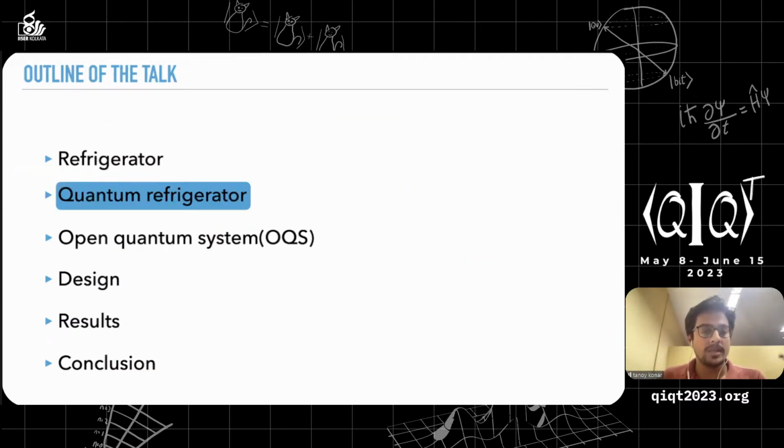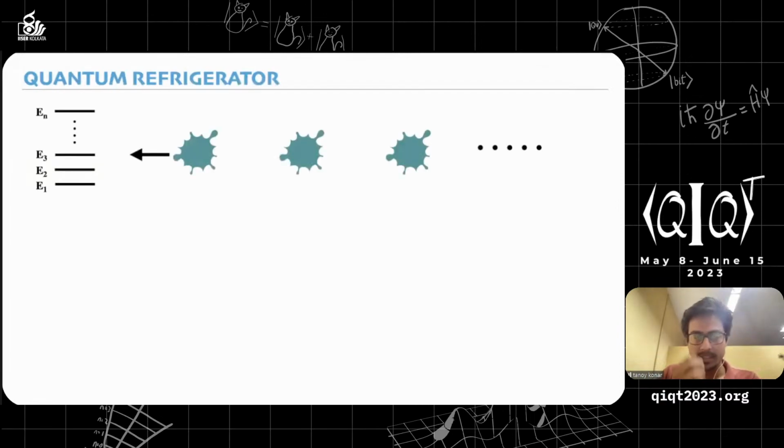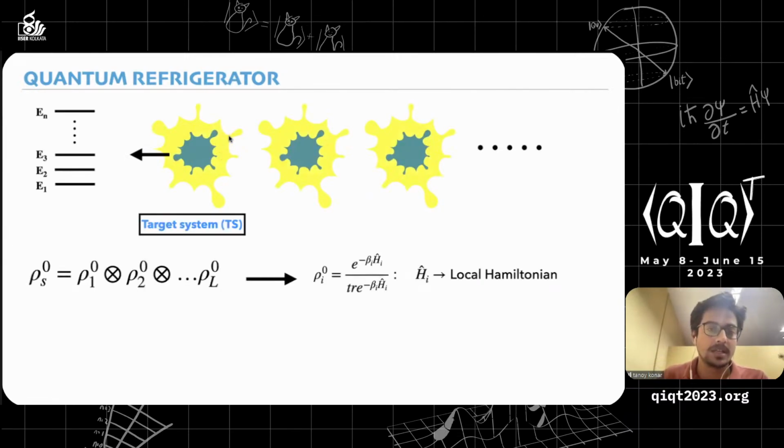Now, what is a quantum refrigerator? In a quantum refrigerator, suppose there are n subsystems, each subsystem is an n-level system, and each subsystem is connected to a thermal bath, and they are in equilibrium with the thermal bath.